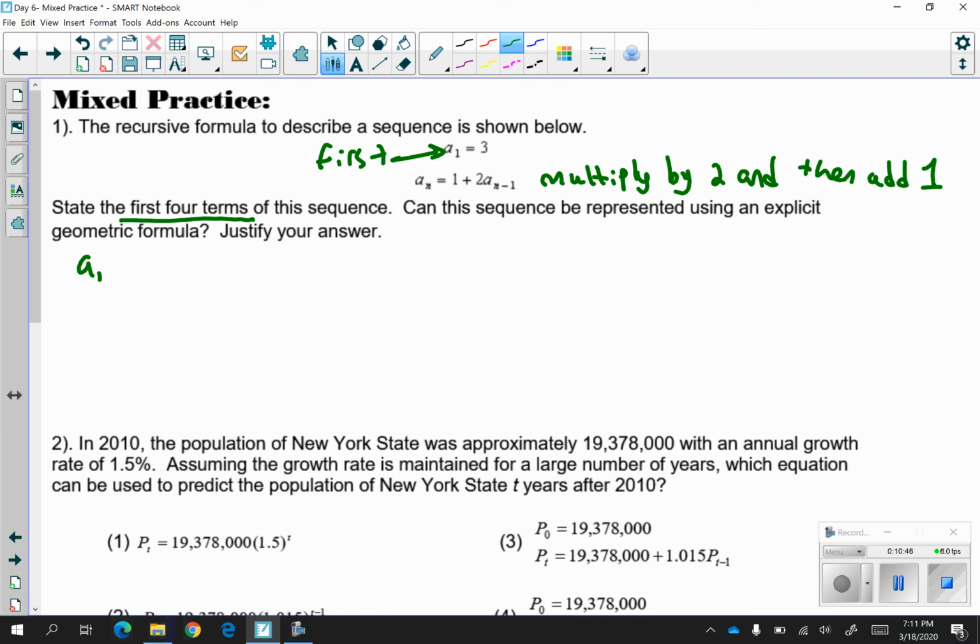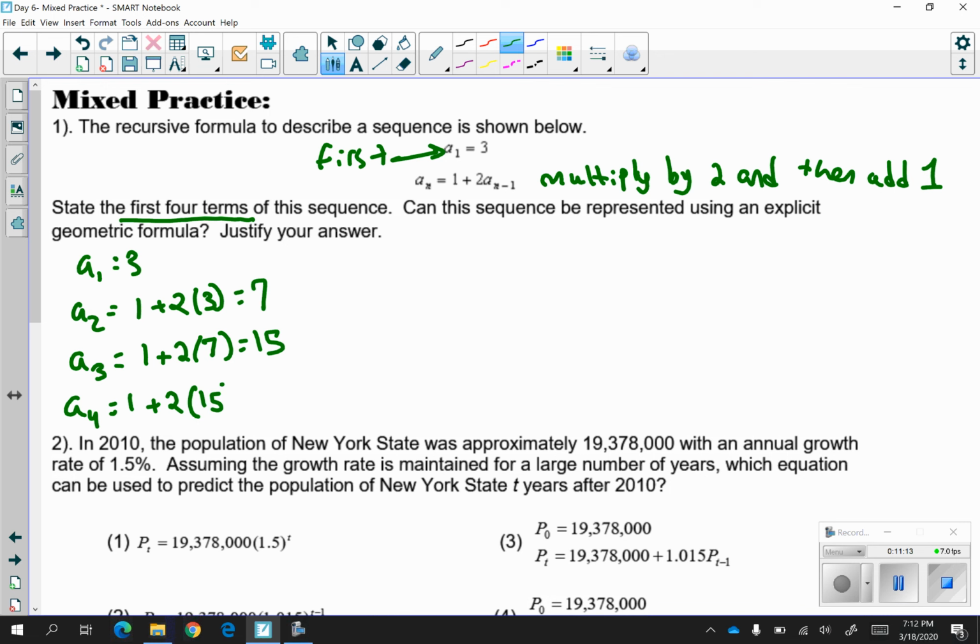So a sub 1 is 3. A sub 2, we have 1 plus twice what we had before that, the previous term, which would give you 7. The third term is 1 plus 2 times what came before that, which is 15. And a sub 4 would be 1 plus 2 times what came before this, and that would give you 31. So there you have it, your first 4 terms: 3, 7, 15, 31. And we're not done yet.